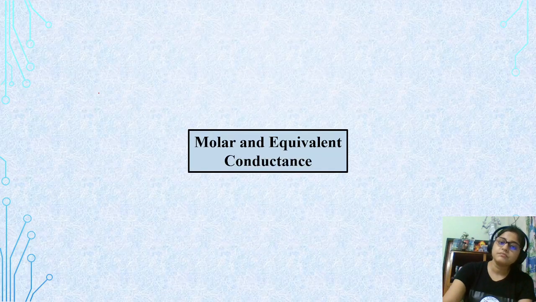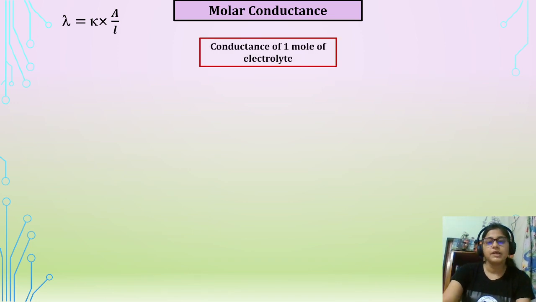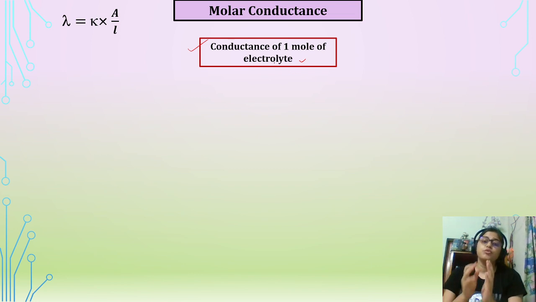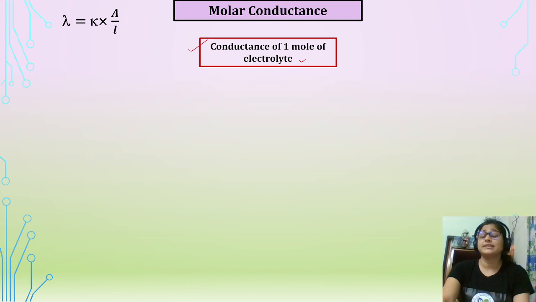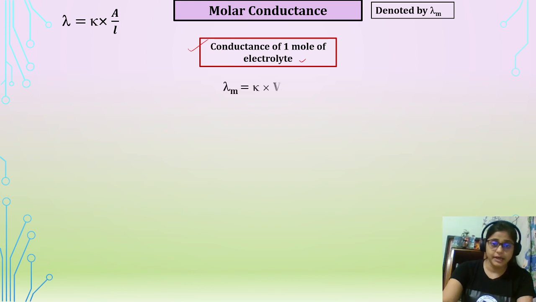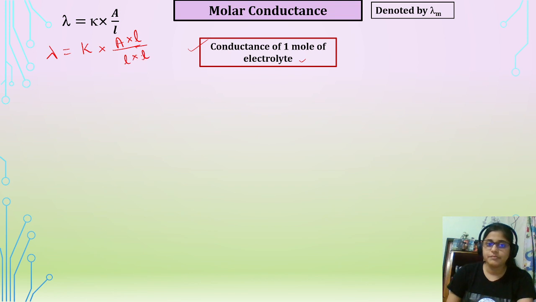Now the molar and equivalent conductance. This is very important. So we know conductance is this. Molar conductance is the conductance of 1 mole of electrolyte. When we take particularly 1 mole of electrolyte from the electrolytic solution, the conductance shown by that is the molar conductance. It is denoted by lambda m. But how do we get that? So let's take this one: lambda equal to kappa into A, multiplying both the upside and downside with A.